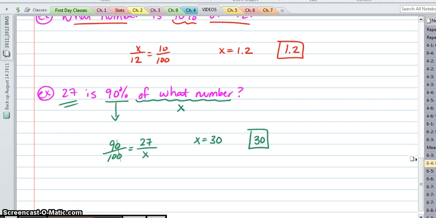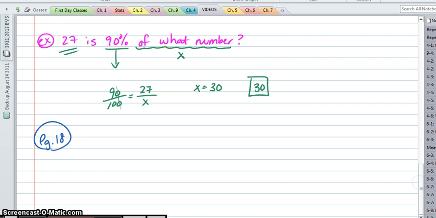Alrighty, let's take a look at some real-life situations now that we've played around with different wordings. So grab your handouts, and I'd like to take a look at page 18 first. So let's take a look at number 2.